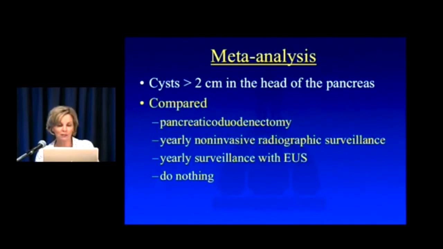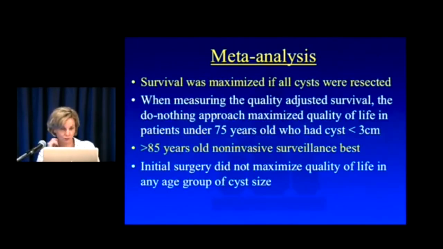If you look at meta-analysis, where do they happen? Cysts greater than 2 centimeters in the head of the pancreas are ones that typically would go to surgery. When you look at the meta-analysis, they compared a whole group of people with cysts over 2 centimeters, and they asked what was the best treatment. So they compared Whipple surgery, that's pancreaticoduodenectomy, yearly non-invasive radiographic surveillance, surveillance with EUS, or doing nothing. In this meta-analysis, they looked at those 4 different pathways and what happened to the patients.